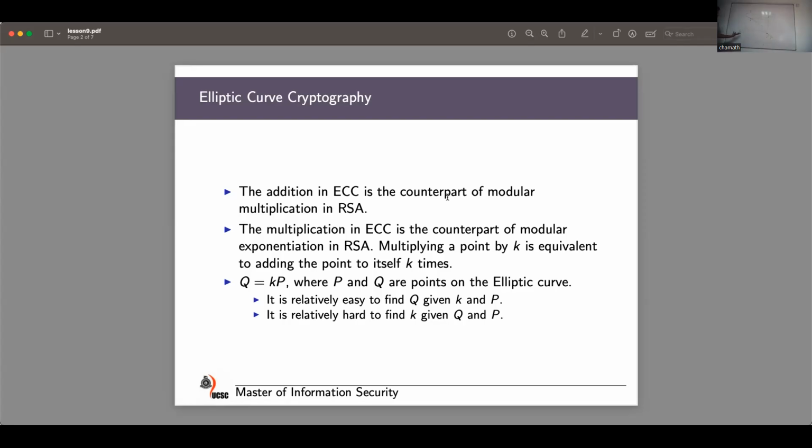So if you know KP, this value of this thing, and maybe you know P as well, but there's no easy way to find this K. Right? You have to keep on adding until you come up with the right value. Right? It is like discrete logarithm. Right? But this is again much harder than discrete logarithm when we do it mod P. Right?